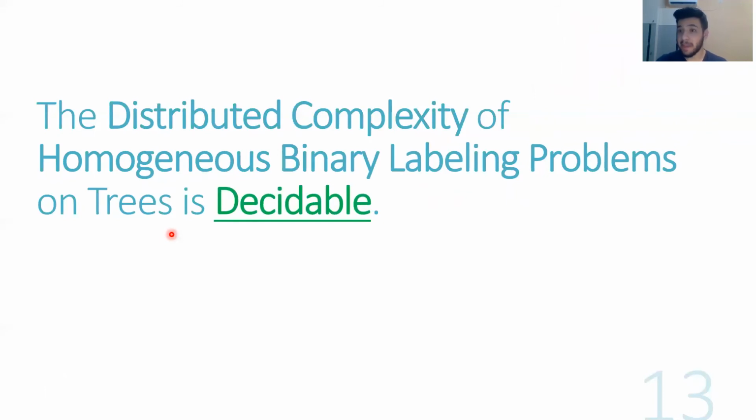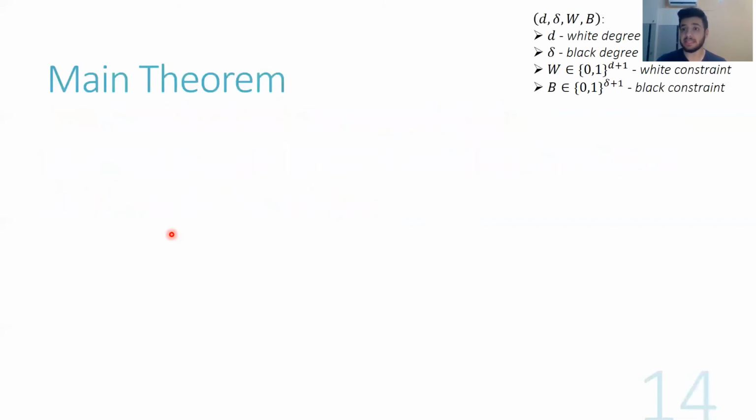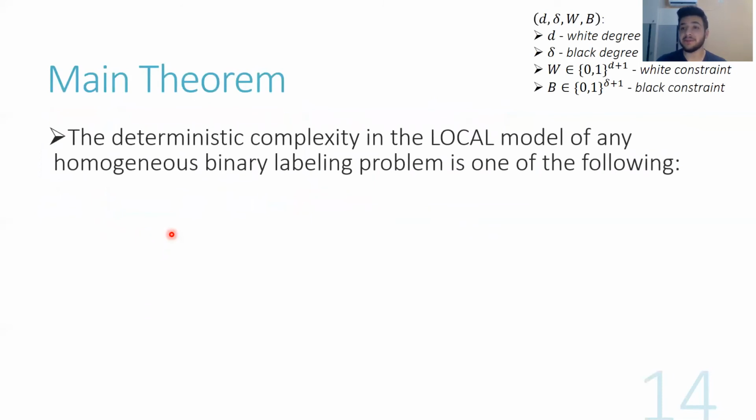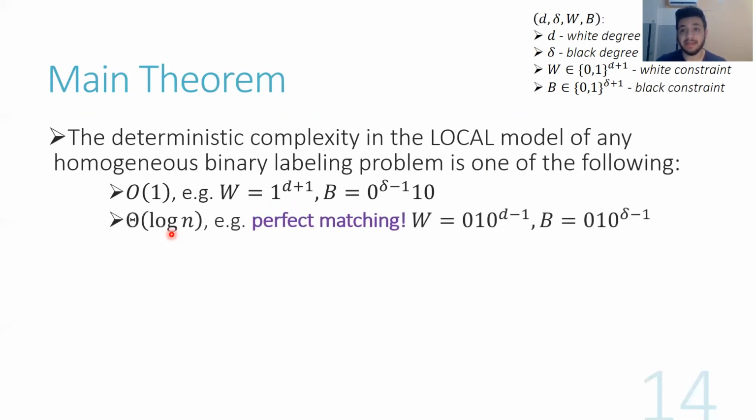And now for the main part, and it's what I mean by decidable. And here we get to the main theorem of our work. The main theorem is as follows: the deterministic complexity in the local model of any homogeneous binary labeling problem has to be one of the following. Either it's O of 1, and not only can it be O of 1, we also show that the only problems which have O of 1 complexity are those solvable in zero communication rounds. From there, we immediately jump to theta of log n with nothing in between.